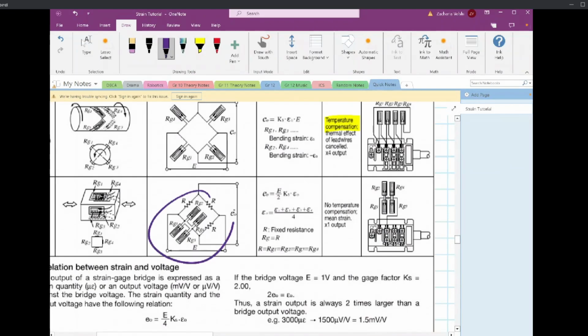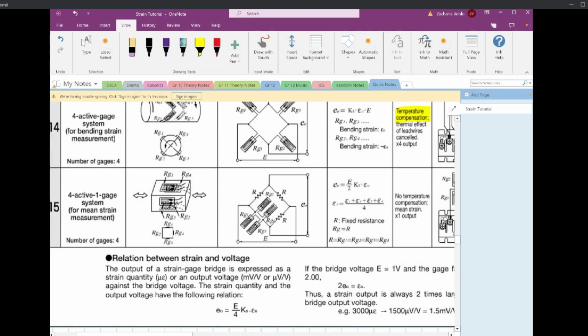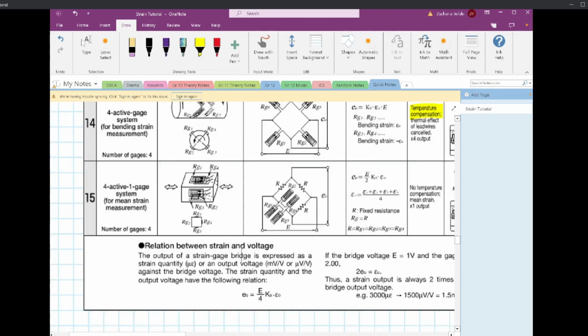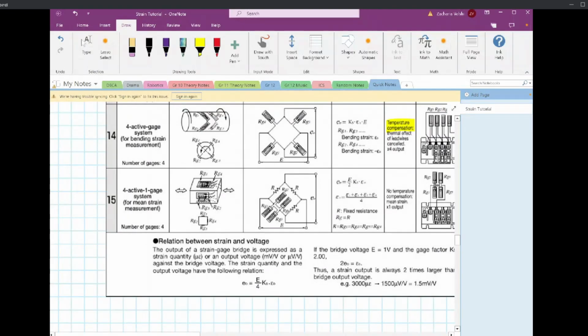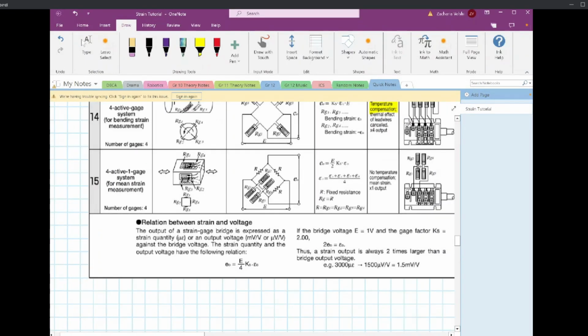Yeah, I saw this last night. I was like, that's so wacky. I don't know why you'd ever do that. Wow. There's no temperature compensation. Just the average. And it's meant for mean strain measurement. So strange.